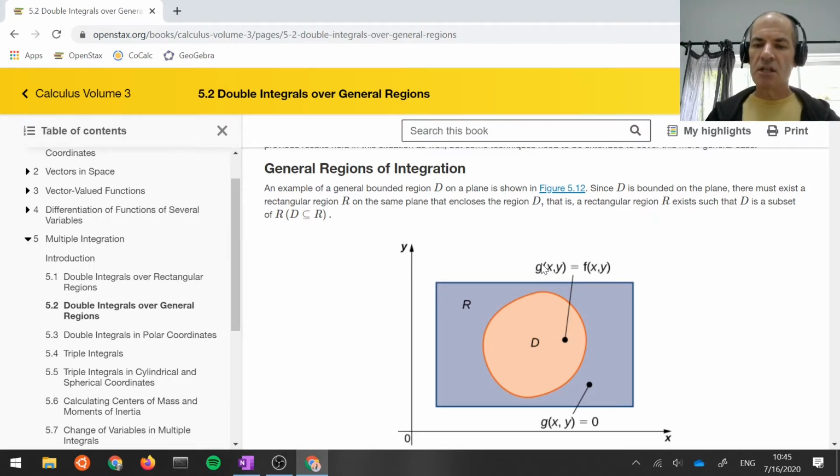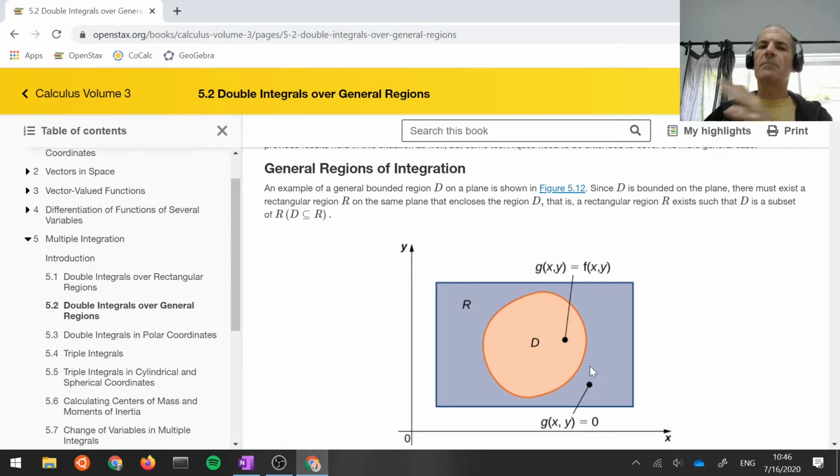So we let g of x and y equal f of x and y inside this region. And then we let g of x and y equal 0 outside of that region, and that's functionally equivalent to integrating over the region D, but it lets us leverage the definition that we set up in section 5.1 where we integrate over rectangular regions. So this is really a technical point, and it's just to put this idea of integrating over general bounded regions on a solid mathematical foundation like the one that we constructed in section 5.1.